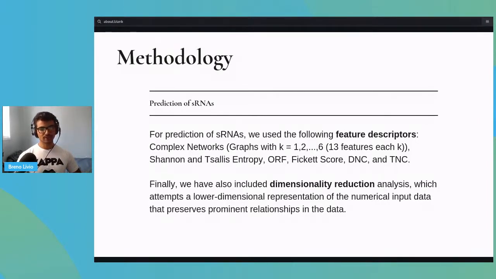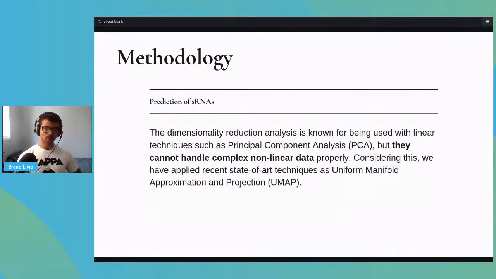Finally, we also included dimensionality reduction analysis. Dimensionality reduction is known for being used with linear techniques, such as the principal component analysis, PCA, but they cannot handle complex nonlinear data properly. Considering this, we have applied recent state-of-the-art techniques such as uniform manifold approximation and projection, the UMAP, for representing and visualizing the data. Non-linear dimensionality reduction techniques are being more recognized and can avoid overcrowding of the representation.